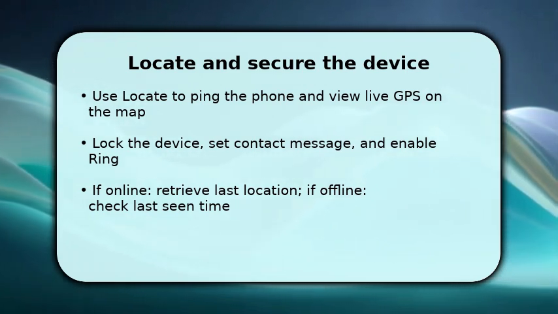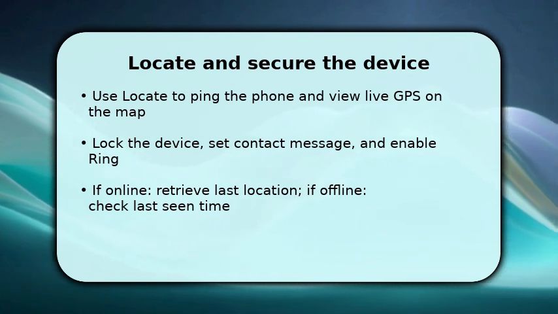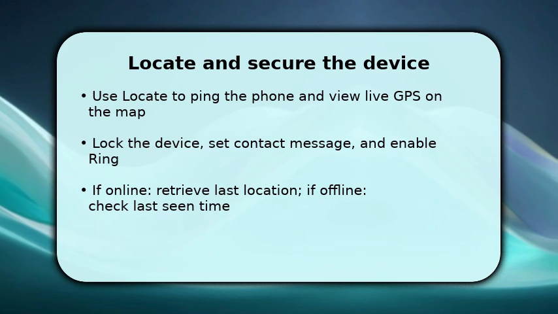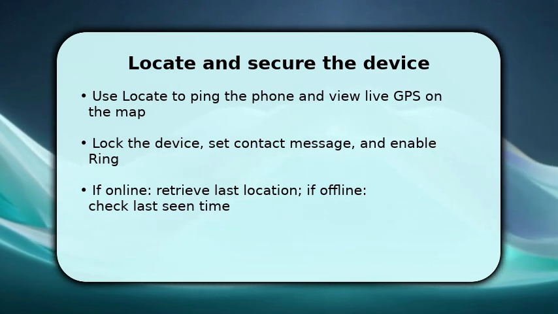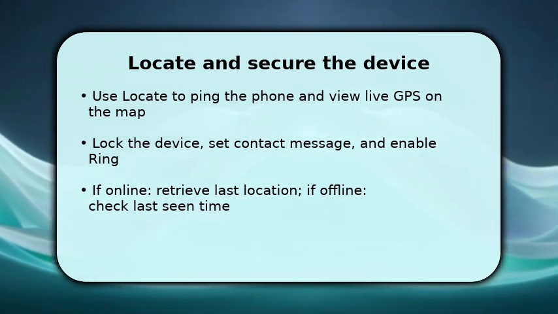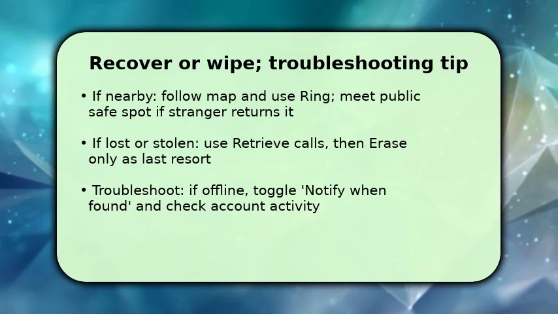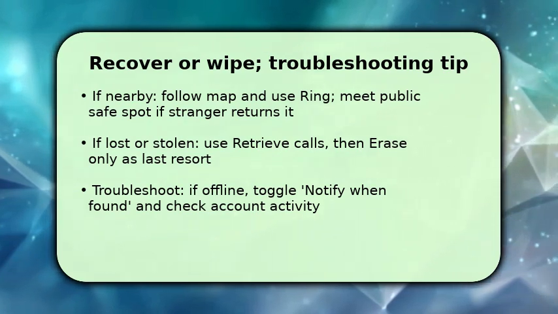If the device shows offline, retrieve its last seen time and prepare to check areas it reported before losing connection. You finish by choosing Recovery or Protection. If the map and Ring confirm it's nearby, approach safely and attempt to retrieve it in a public place. Make sure someone accompanies you.